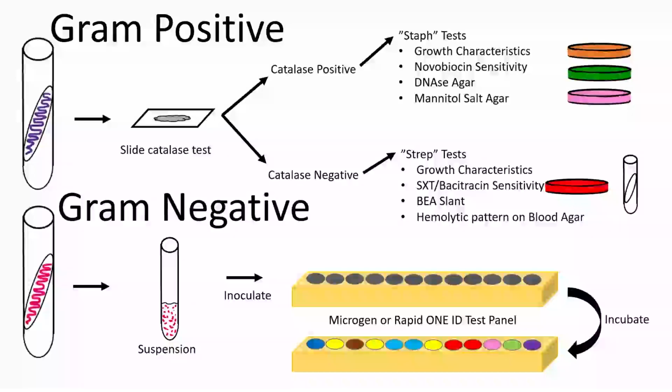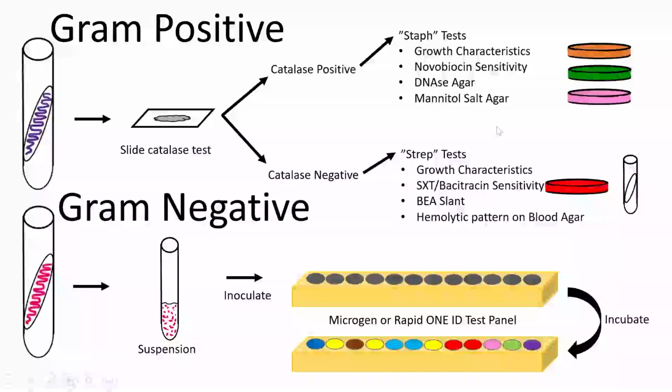For the gram-positive, if you have catalase positive, you're going to do a staph set of tests, even though they're not all staph. You'll do a mannitol salt agar plate, a DNase plate, and a Mueller-Hinton plate. And for the strep test, you'll do a blood agar plate, a BEA slant, and a PYR broth for both of them.